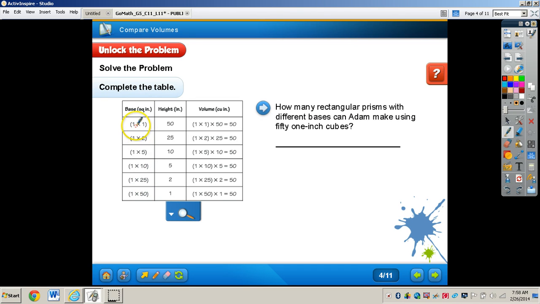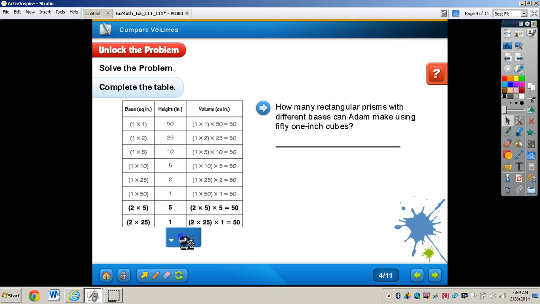We multiplied 1 by all of these, and then we can see the height. We go from 50 to 25 to 10 to 5 to 2 and to 1 for the height. So we just do different scenarios here. Making a table helps us stay nice and organized for finding the volume of 50 cubic inches. Let's take a look at what happens if we start adding 2 to this table. We can have the base area of 2 by 5. However, the height needs to be a little bit smaller, so 2 times 5 times 5 will also give us 50. You can fill this in as I'm going through these.